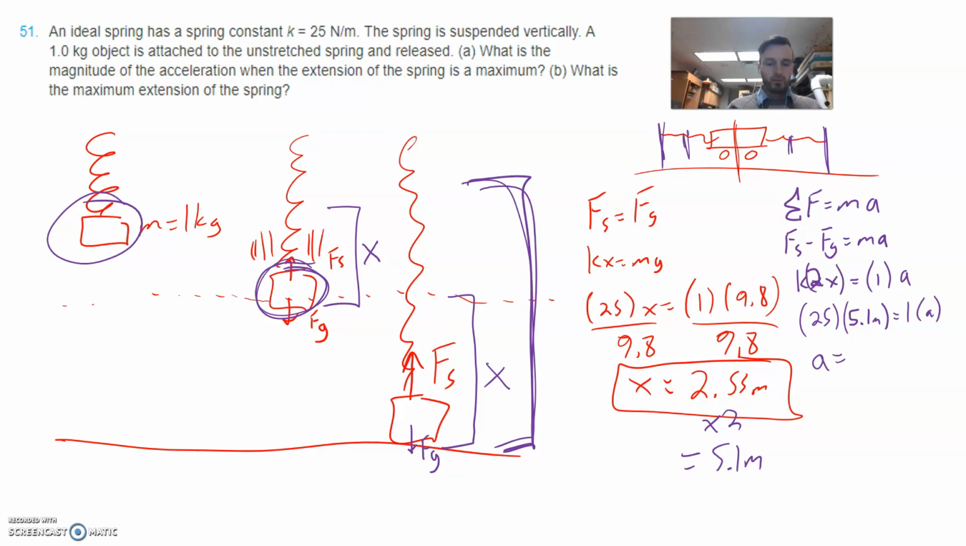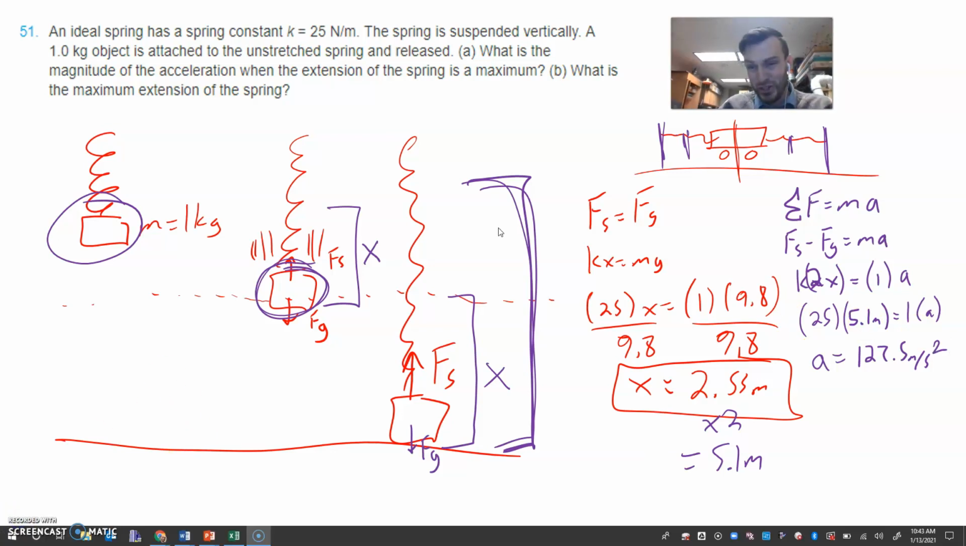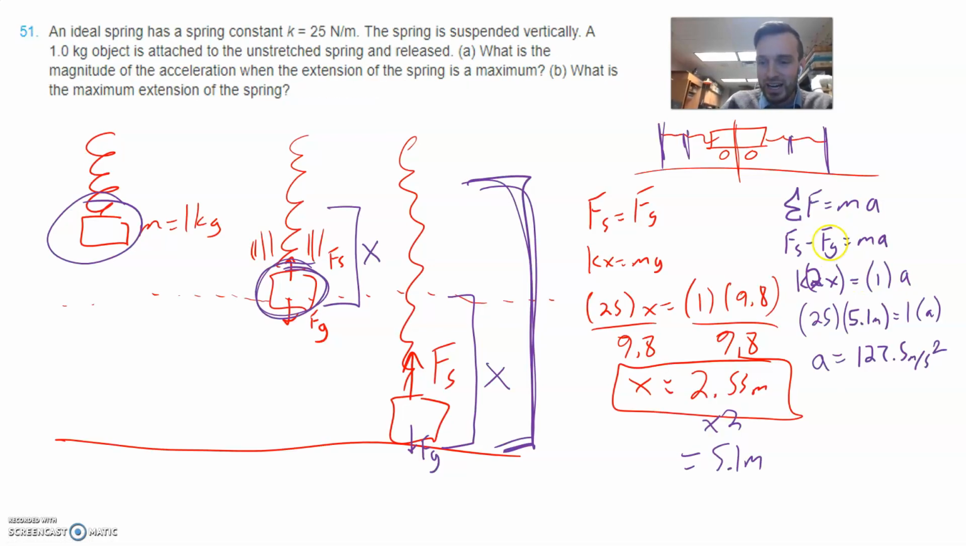25 times 5.1 is 127.5 meters per second squared. Interesting. And when I say interesting, I mean completely wrong. Because what did I do? I forgot to subtract Fg. I feel like that might make a little bit of a difference.